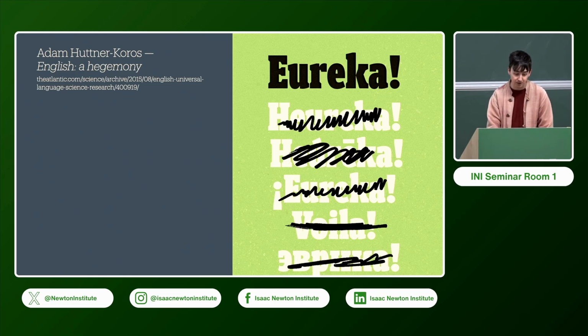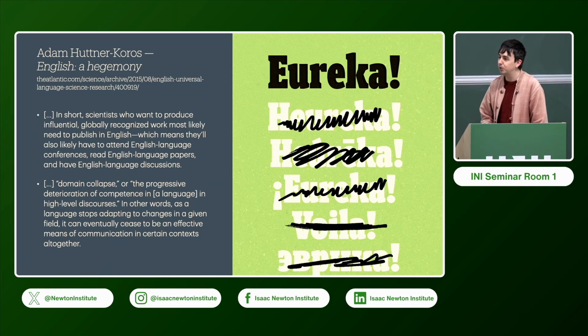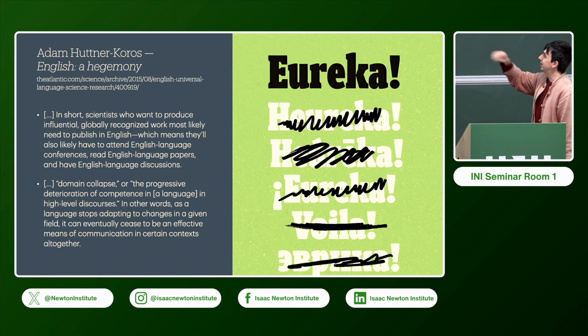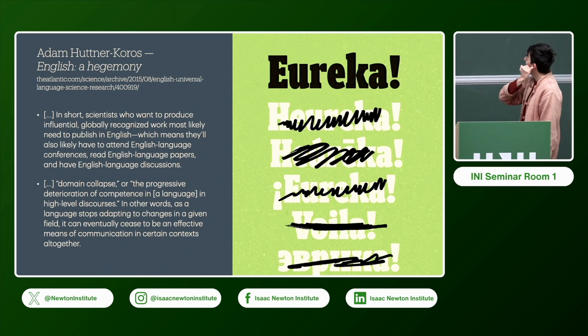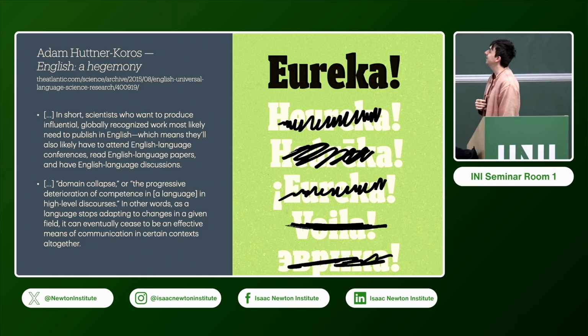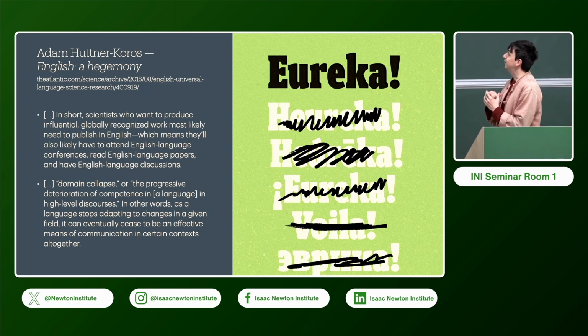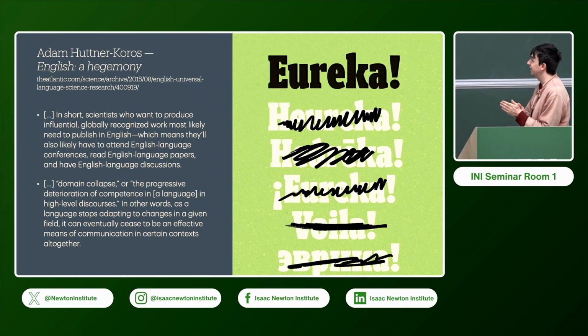So there's this really good article by Adam Hutner-Cross called English, a Hegemony, and I just wanted to include two short quotes from here. The one that I really want to pick up on is this top one, which says, in short, scientists who want to produce influential, globally recognized work most likely need to publish in English, which means they'll also have to attend English language conferences, read English language papers, and have English language discussions. This is a massive barrier to entry for a lot of the world, okay? Especially having English language conferences hosted in countries which are generally incredibly tight with their visa regulations for non-English countries.